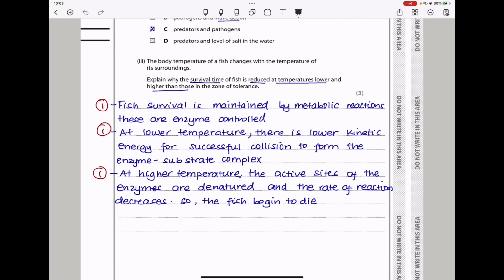So here I said, fish survival is maintained by metabolic reactions. These are enzyme controlled. At lower temperature, there is low kinetic energy for the successful collisions to form the enzyme substrate complex. And at a higher temperature, the active sites of the enzymes are denatured and the rate of reaction decreases, so the fish begin to die.